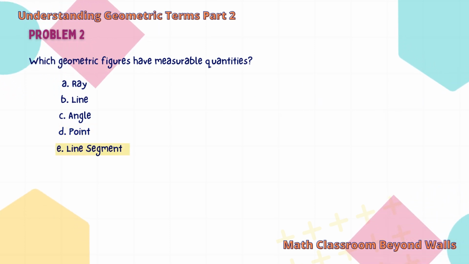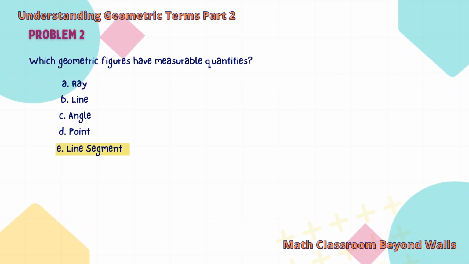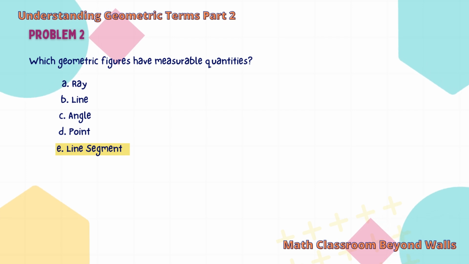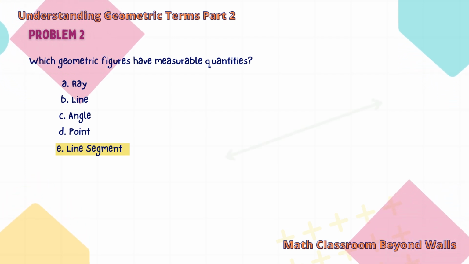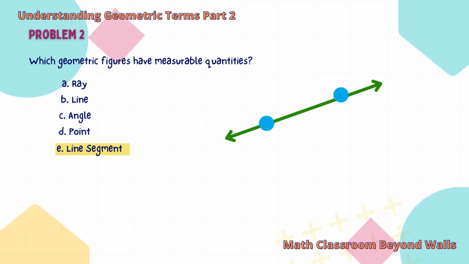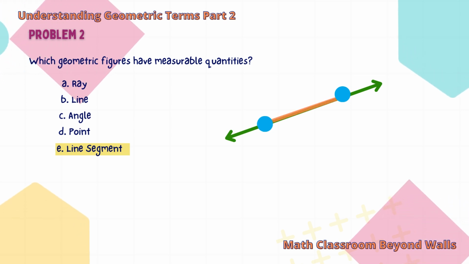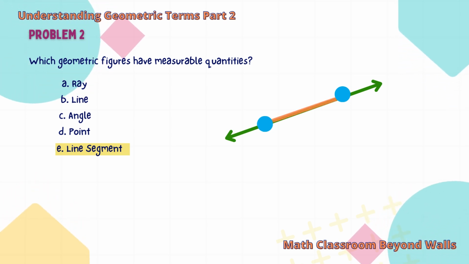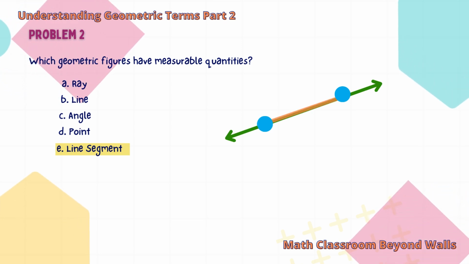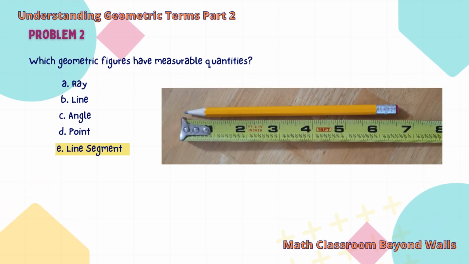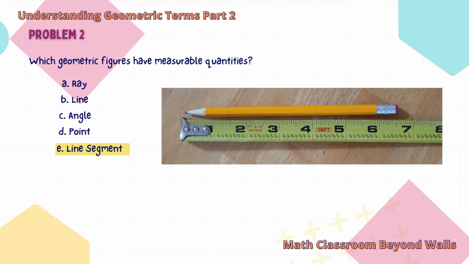Let us go to option E, line segment. What do you think, learners? How did we define a line segment in part 1 of this lesson? Okay, so a line segment is a part of the line bounded by two endpoints and contains every point on the line that is between its endpoints. There you are, learners. A line segment has endpoints. Therefore, we can measure it, right? Your pencil, an example of a line segment in real life, can be measured.